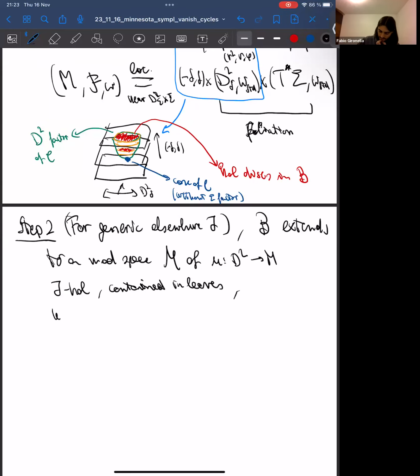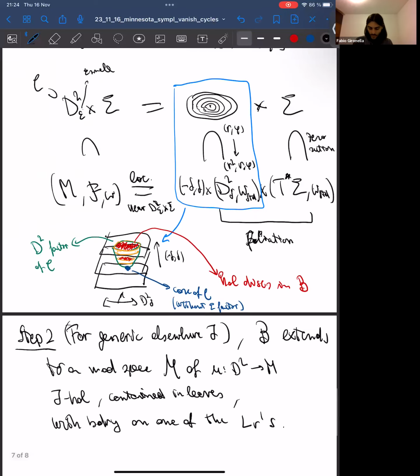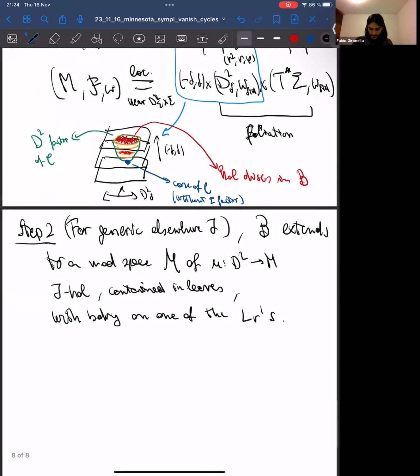And with boundary on one of the Lagrangians L_R. Okay, so it's essentially the same kind of disks, but we have a whole family. I mean, B was just essentially the local family near the core, and now we have a family which potentially we wanted to reach until the boundary of the vanishing cycle.